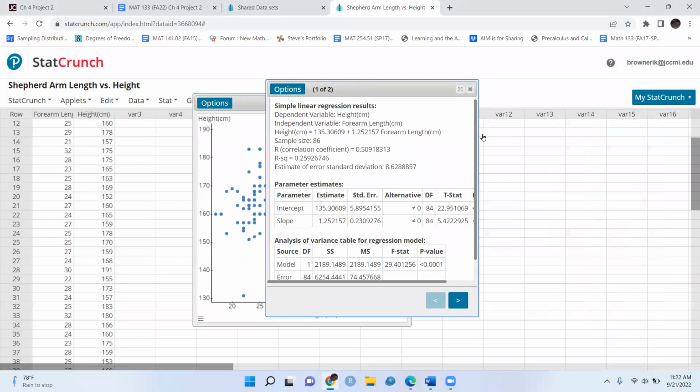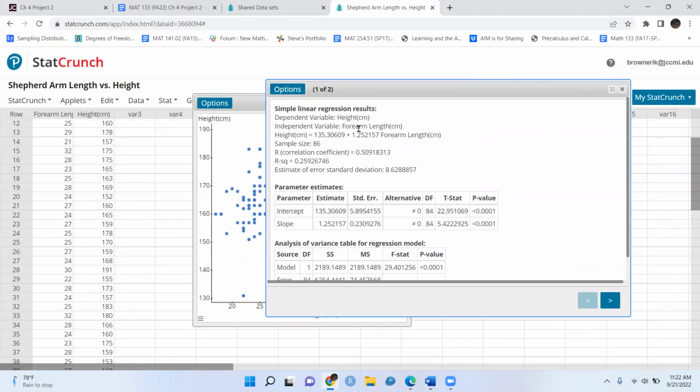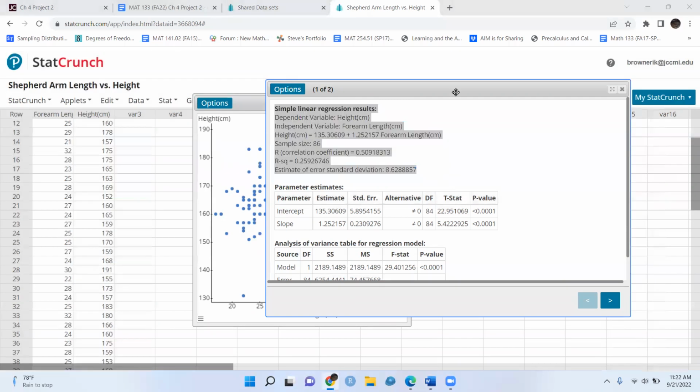This is the worst one for the Mac. So the simple linear regression results, all we need is this part. We don't need any of that other stuff.